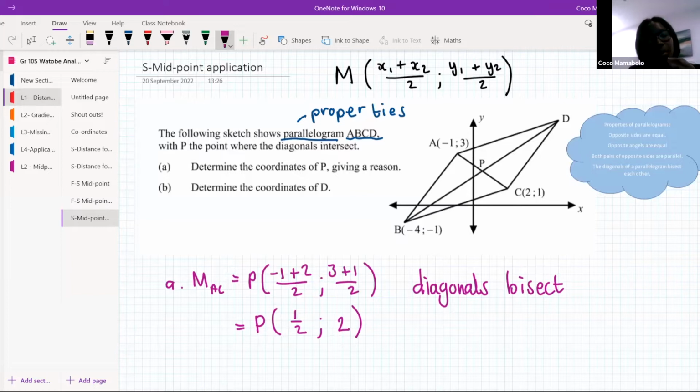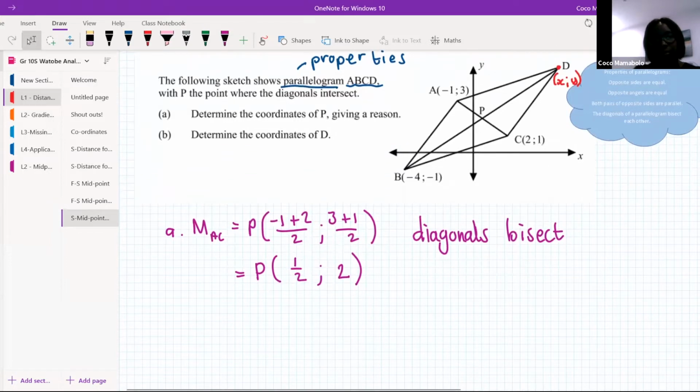Now it says determine the coordinates of D. So now we're over here, and we don't know what D is. Okay, so I'm going to call the coordinates of D X and Y. We just don't know what they are, but we need to find the coordinates of D. Does anybody have an idea? What do you guys think we can do? Yes, Orikonisa. What do you think we can do?